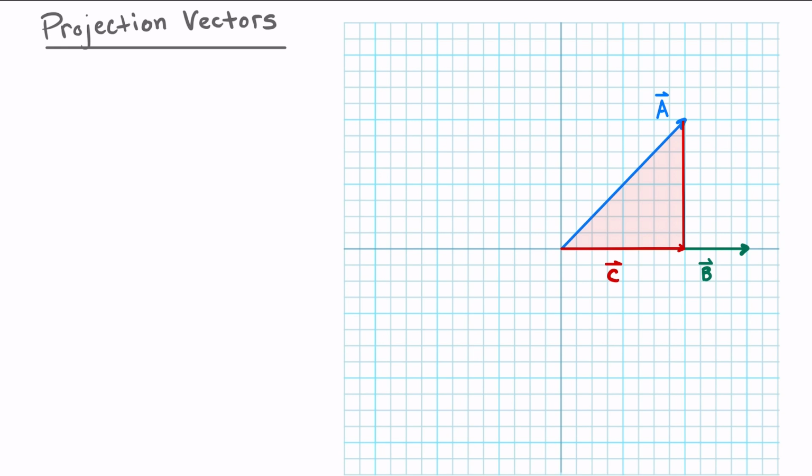We call this shadow the projection of vector A onto vector B, and we can calculate its magnitude using the following equation. We call it the projection onto B by A. This is standard notation, and this uses the dot product between vectors A and B, and we take that dot product and divide it by the magnitude of the vector we are projecting onto, which in this case is vector B. This will give us the length of our projection vector.